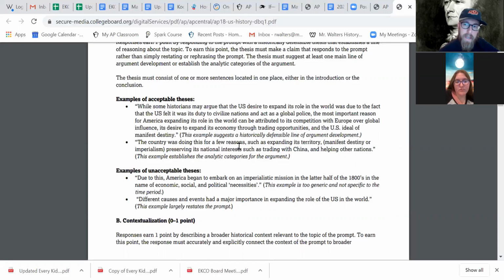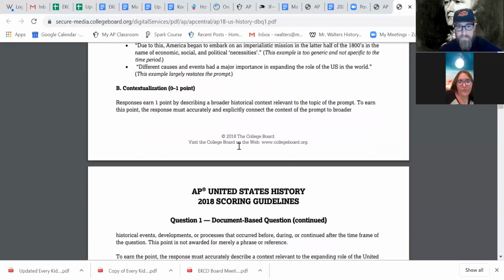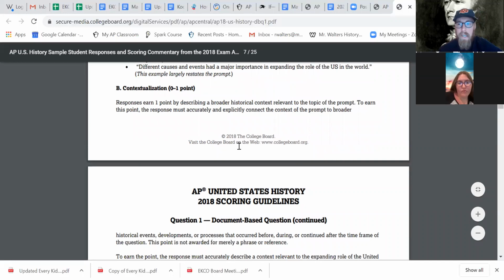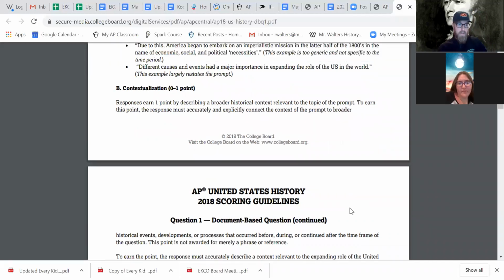The other example they gave that was bad was, different causes and events had a major importance in expanding the role of the U.S. in the world. Okay, it just basically restated what the prompt was, right? I mean, it just said, yeah, there are different causes that did this. Okay, well, you've got to give more than that. Okay, so those are examples of it not being good. Again, I think you guys feel comfortable with the thesis statement. I'm going to try to throw a lot of thesis statements at you guys throughout the year.